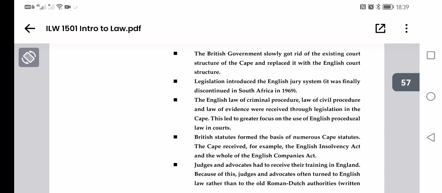The British government slowly got rid of the existing court structure of the Cape and replaced it with the English court structure. Legislation introduced the English jury system. It was finally discontinued in South Africa in 1969. The English law of criminal procedure, law of civil procedure, and law of evidence were received through legislation in the Cape. This led to a greater focus on the use of English procedural law in courts.